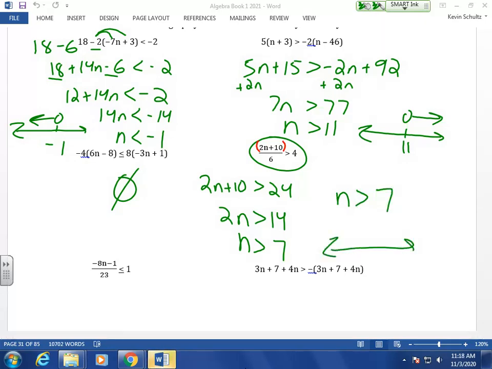n is greater than 7. So greater than, open circle going to the right. Thank you. Negative 1 is the answer to the bottom one.